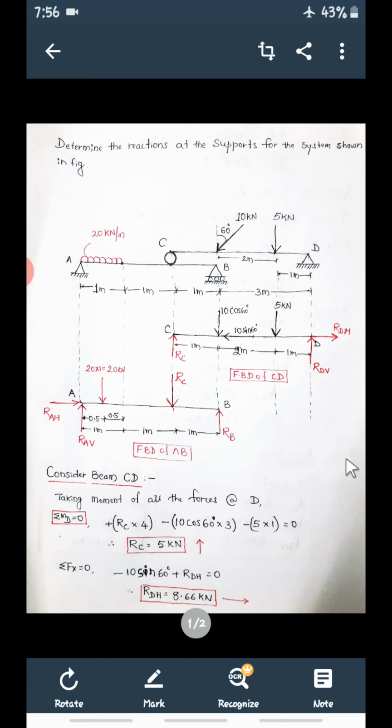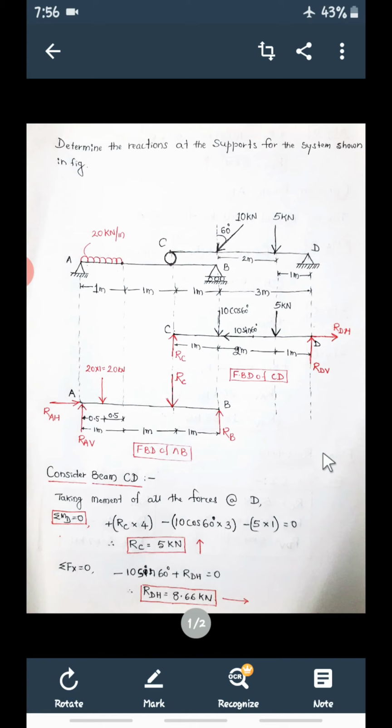When you draw the free body diagram, you must decide which beam to consider first. Out of the 2 beams, which beam should you consider first? You have to start with the beam that has only 3 unknowns. If you consider AB, how many unknowns? 1, 2, 3, 4. So I cannot consider this beam first. Let us start with the other, because there are 3 unknowns and 3 equations available.